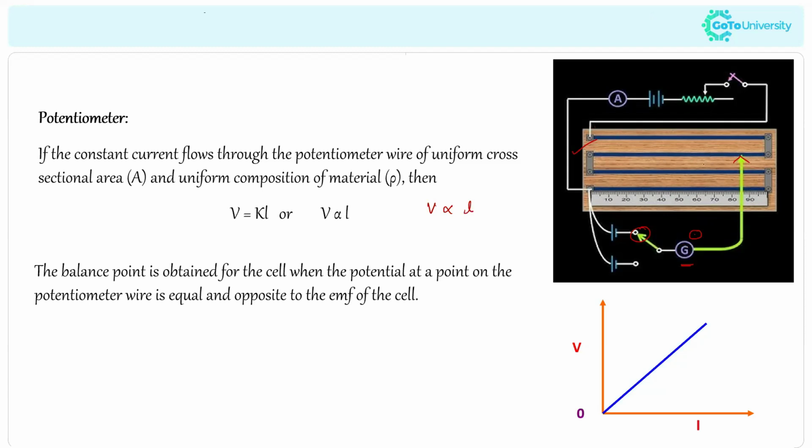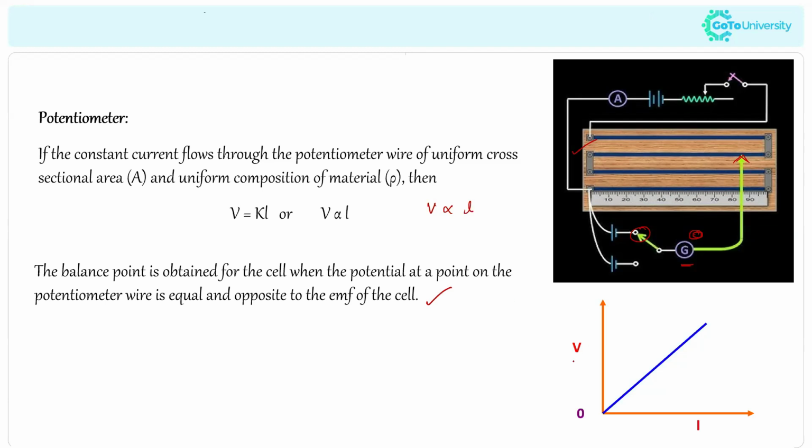So here we can select the balance point. When we put the jockey on the wire of the potentiometer, we can see the galvanometer is showing a null deflection. So we can say at that length value, the potentiometer is balanced. The balance point is obtained for a cell when the potential at a point on the potentiometer wire is equal and opposite to the EMF of the cell.